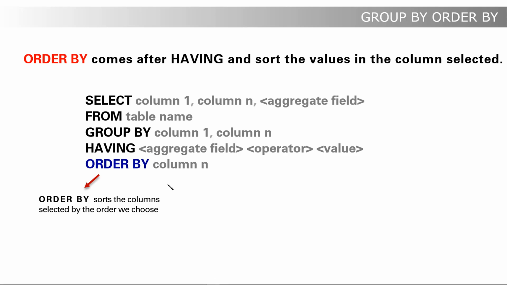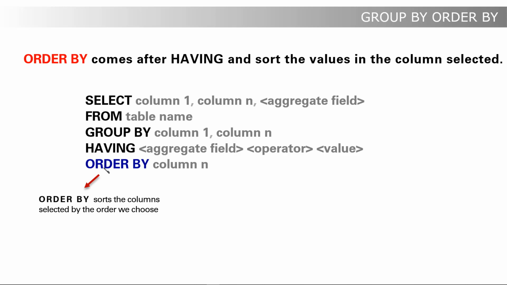In this lesson we will learn about the ORDER BY. ORDER BY comes after HAVING and sorts the values in the column selected. So we have the SELECT, the columns we want, aggregated fields of the columns from tables, GROUP BY these columns, HAVING the filter that we want for the aggregate field, and after that we have the entire table, we write ORDER BY that sorts the column selecting in the order we choose.